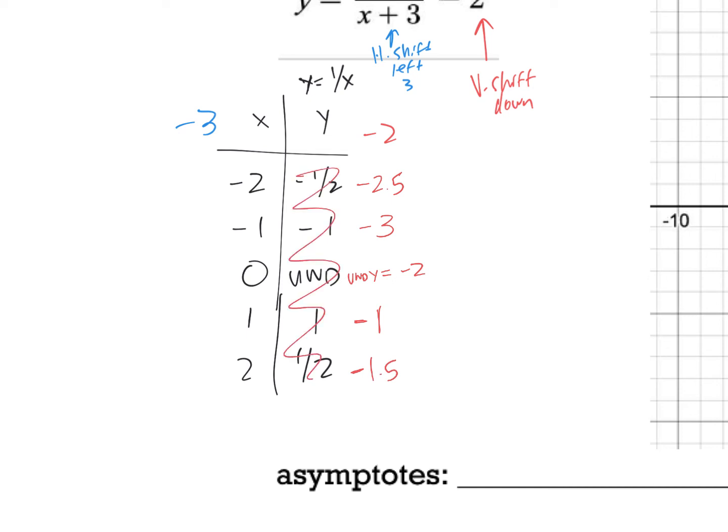Let's do the same for our x's. We have -2 minus 3, which is -5, negative 1 minus 3, which is negative 4, 0 minus 3, which is negative 3. Remember, that's going to shift my vertical asymptote to x is equal to negative 3. Negative 3 plus 1 is negative 2. And then finally, negative 3 plus 2 is a negative 1. Okay, so out with the old, in with the new.